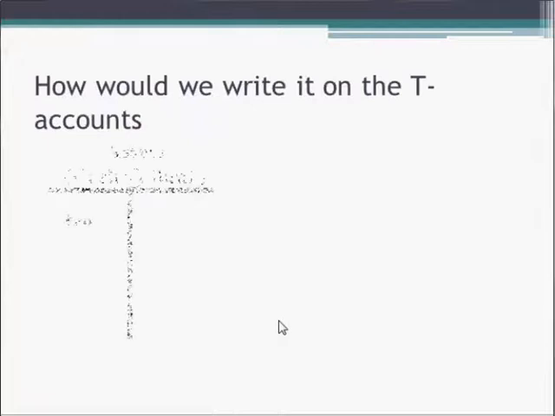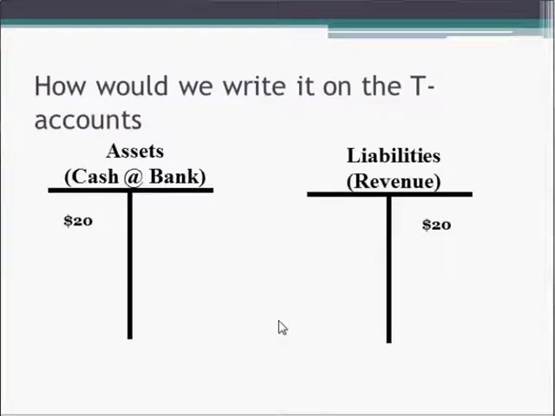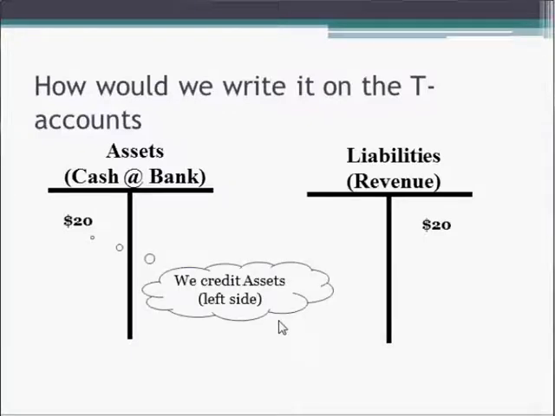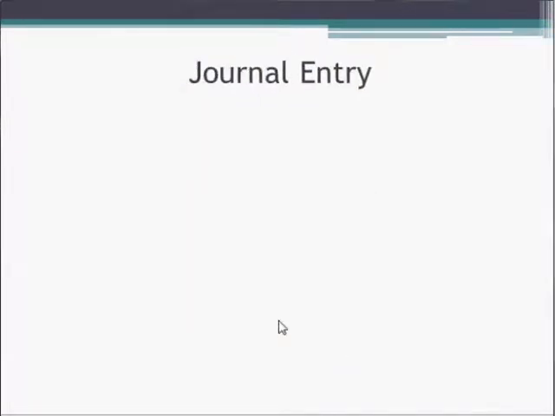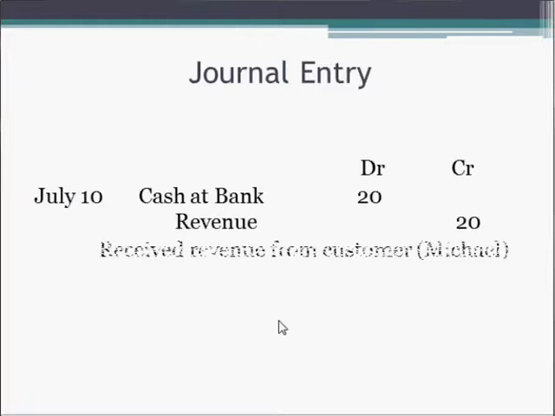How would we write this on a T account? We've got assets, cash at bank, and revenue. So we debit cash on the left side and we credit revenue on the right side. How would we do a journal entry? We've got the date July 10 when Michael came in to do the haircut. We've got the cash at bank, which is the account debited $20, and revenue, which we credited $20, and a small explanation saying received revenue from customer Michael.